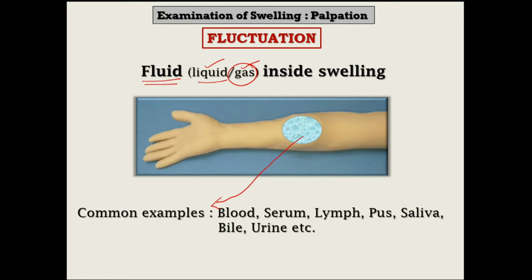And some common examples are liquefied hematoma, cystic hygroma, abscess, ranula, etc. I must also add CSF in this list, which is present in meningocele and encephalocele.